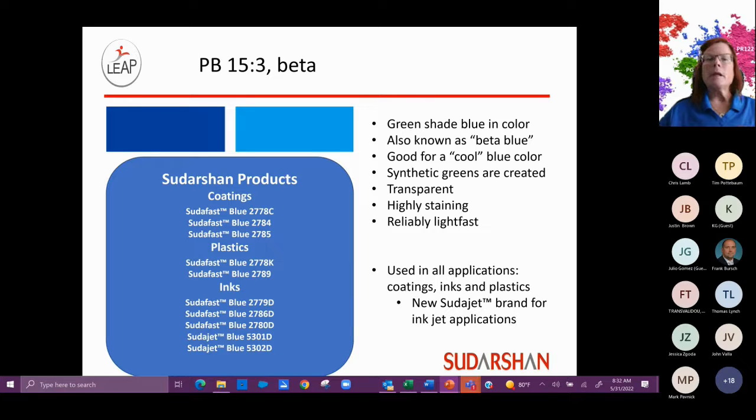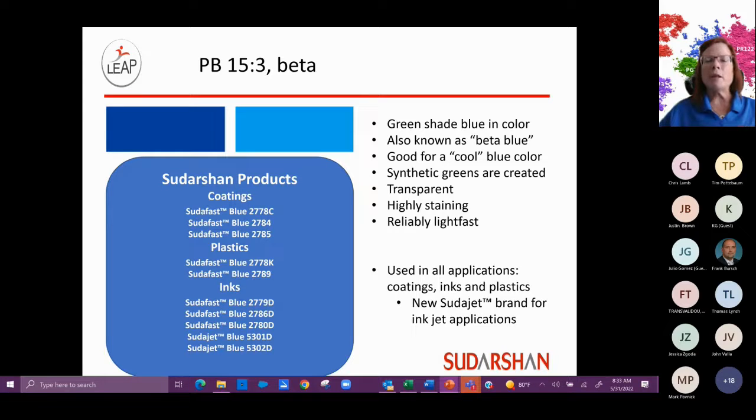Shifting over to the betas, these are green shades in color, and these are used for when you want to establish a more cool blue color. And unlike the alphas, the greens that you get are more synthetic or maybe fluorescent type of a color aspect of it. The betas then are used in all applications in coatings, inks, and plastics.